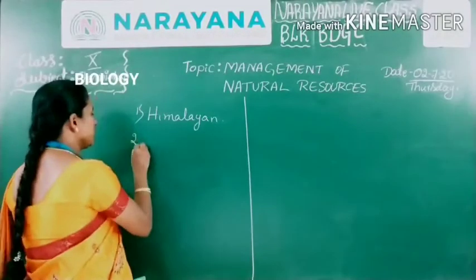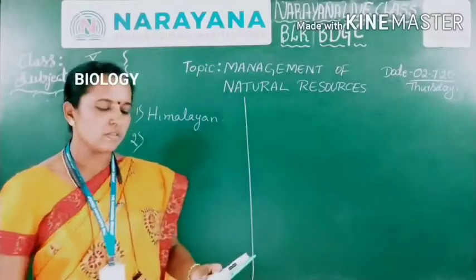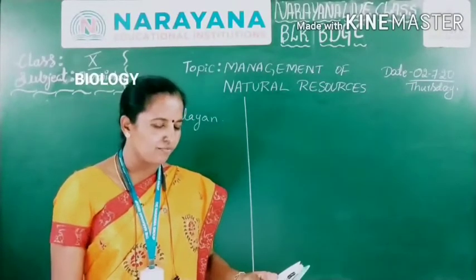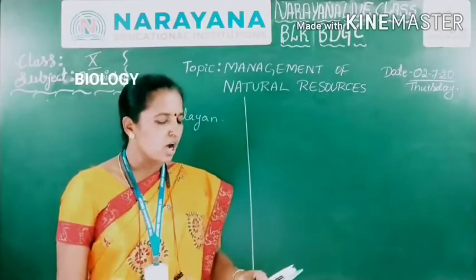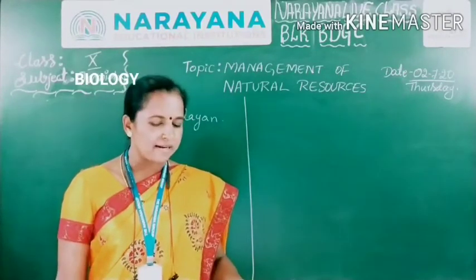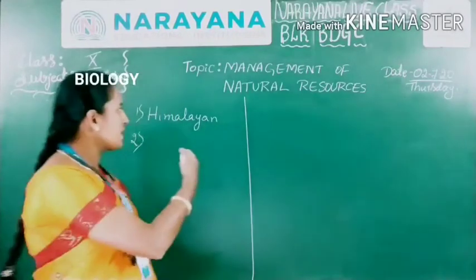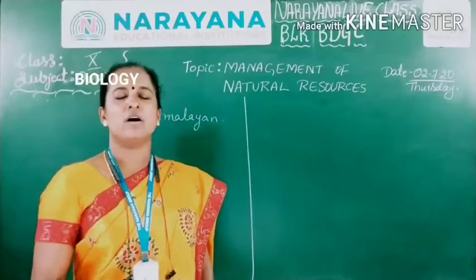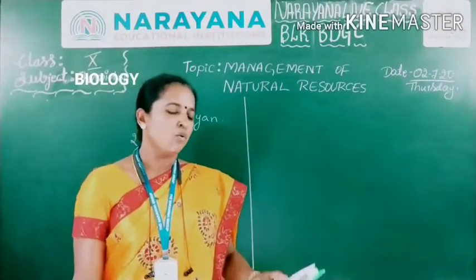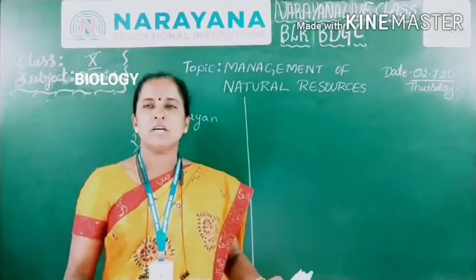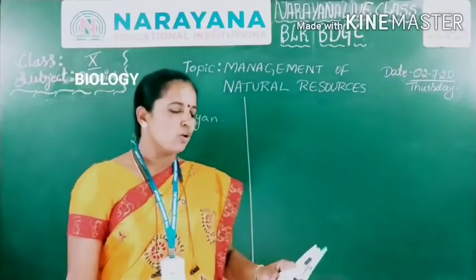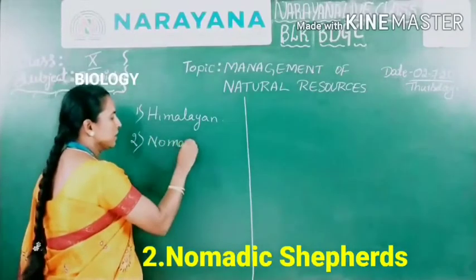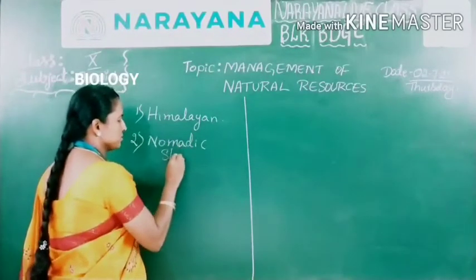So the second question here: dash draw their flock up to the mountains from the valleys every summer. As I just said, in the Himalayan National Park, the sheep grazed all the grass in the valleys. So in the summer season, especially the nomadic shepherds do this. The answer here is nomadic shepherds.